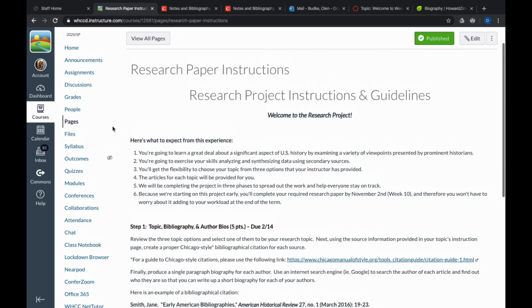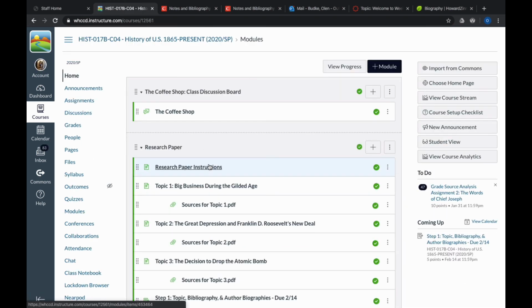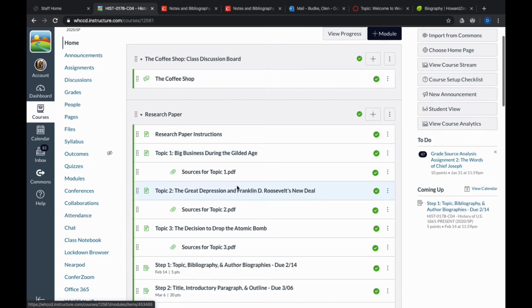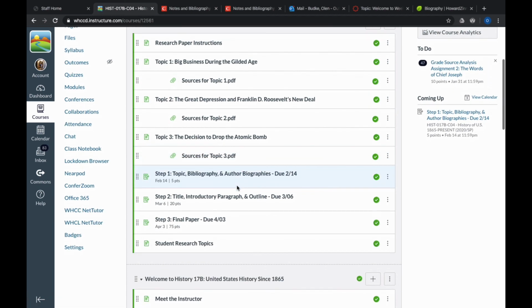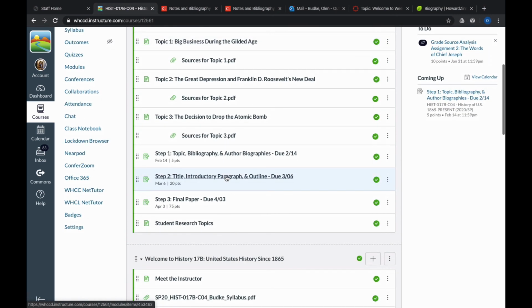And again, you find that in your research paper instructions page right here. So you can get those examples and that link to that citation guide right here. So pick your topic, click into your topic page, look at your prompt just so you have an idea, and then create your bibliography entries and your author biographies. That's step one. If you have any questions, please post them in the coffee shop so I can answer them for everyone, or of course you can email me as well. All right.